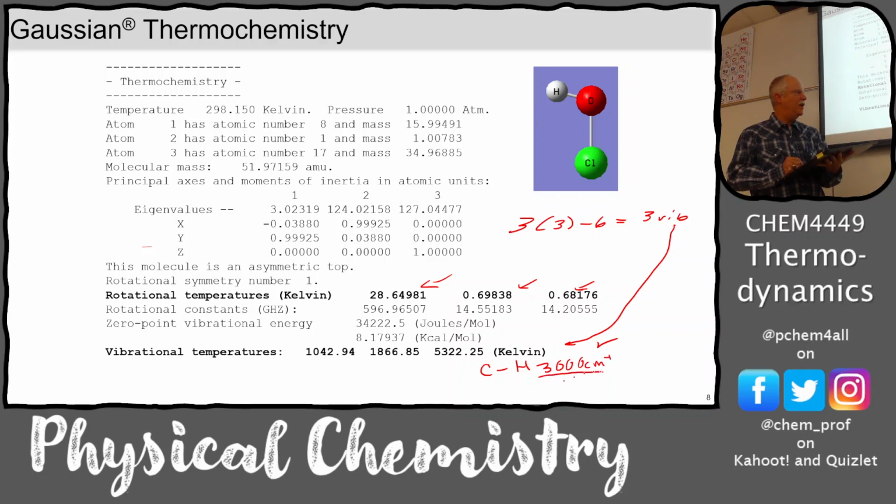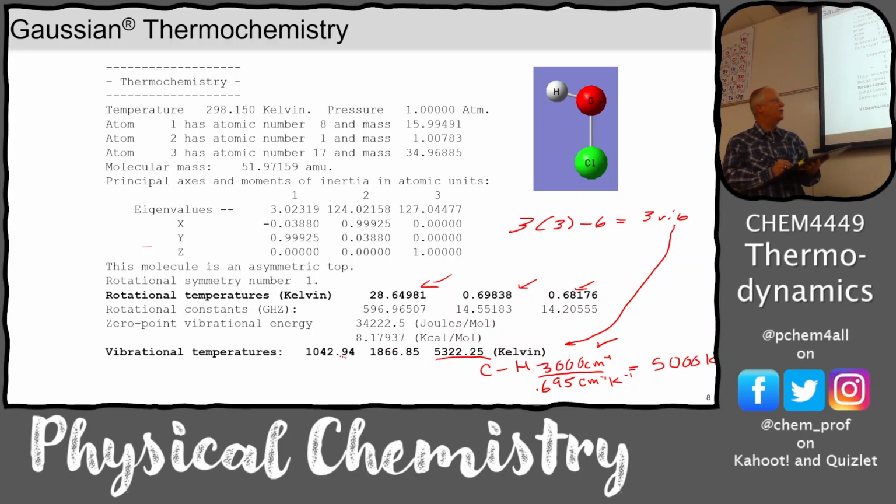Let's divide that by Boltzmann's constant over hc, which is 0.695. So I've got something that's 3,000, and I'm dividing by something that's slightly less than 1. What's that going to do to the number? It's going to make it bigger. And so that's going to be 5,000-ish. And so that's what we've got here. So that's the CH stretch.